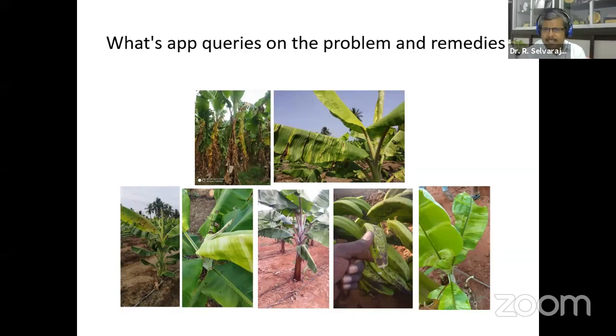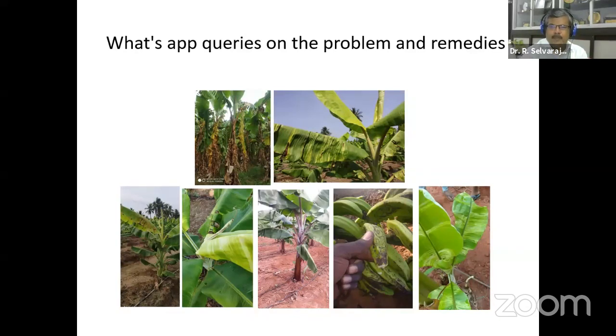Immediately when I receive them, our people, even our pathologists, want the remedy. What is the problem and the remedy, immediately they want. Nothing else. What is that variety? Where from? What is the stage? Whether tissue culture or not? We don't have any other data, but they want the remedy. So is it possible to give a remedy by just seeing a plant?